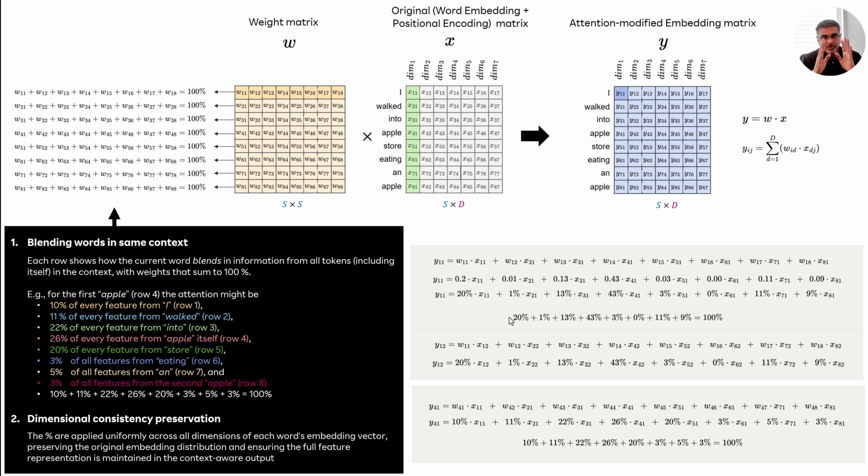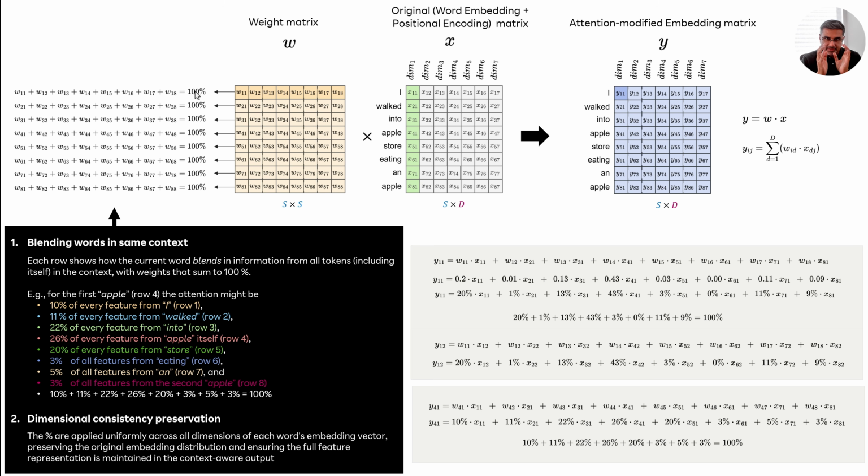So what we have come up with so far is, you already have this word embedding matrix X. In order to produce the context aware word embedding matrix Y, I just need to define a weight matrix, which is S cross S, all randomly initialized to some random values, and I have to train it in such a way that each row of this matrix becomes 100% when you add them up. That is the property of this weight matrix.